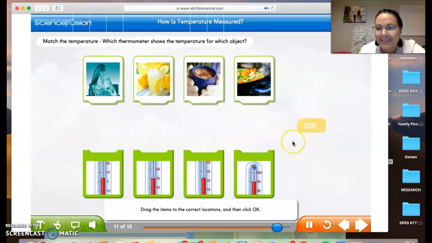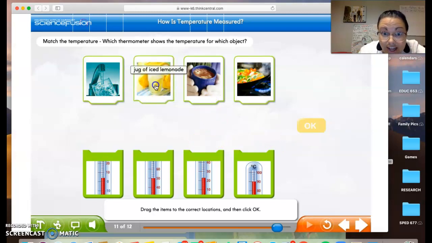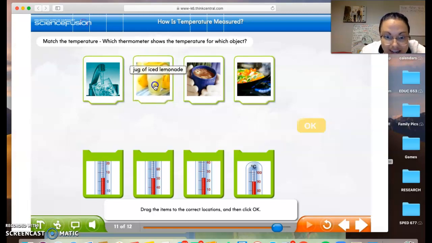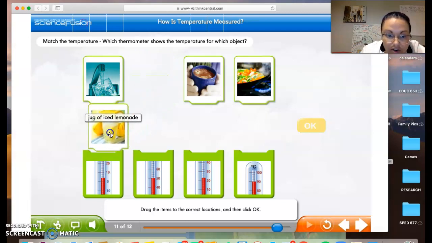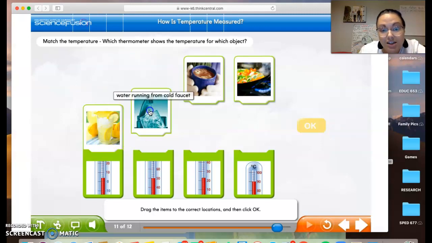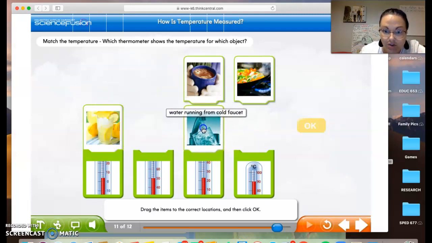Which thermometer shows the temperature in degrees Celsius for which object? Drag the items to the correct locations and then click OK. But let's look here. This is orange juice, and do you see the ice? Oh, it's iced lemonade. Since it's iced, I'm going to say it's close to 0. This one is the water from the faucet. It's cold, but it's not freezing cold like the ice. So what do you think?